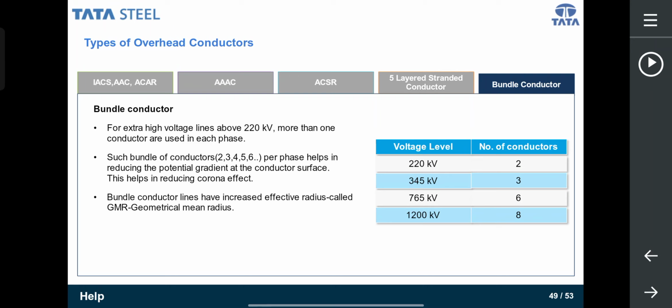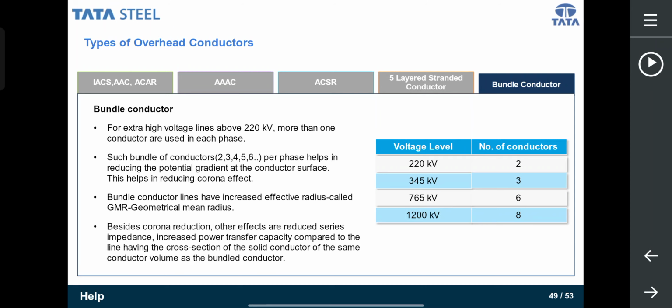Bundle conductor lines have increased effective radius called GMR, geometrical mean radius. Besides corona reduction, other effects are reduced series impedance, increased power transfer capacity compared to the line having the cross section of the solid conductor of the same conductor volume as the bundled conductor.